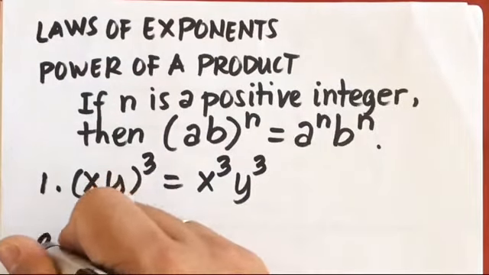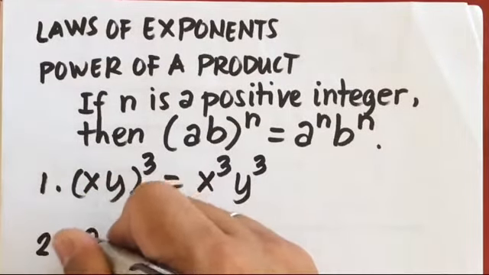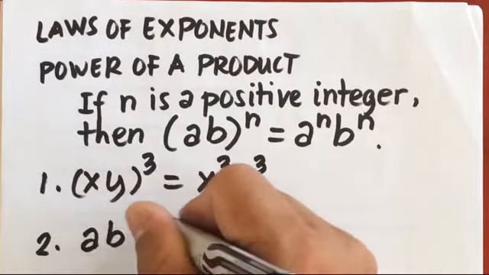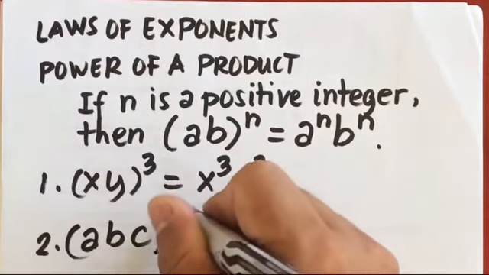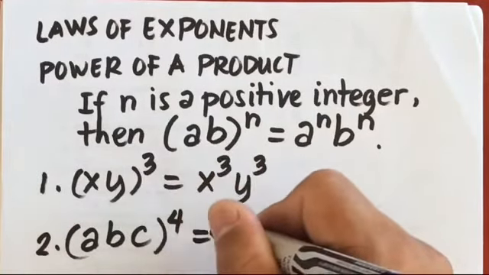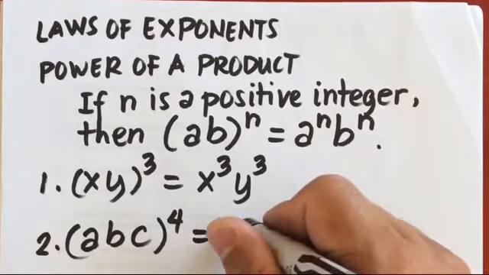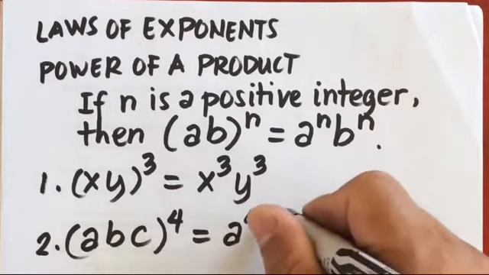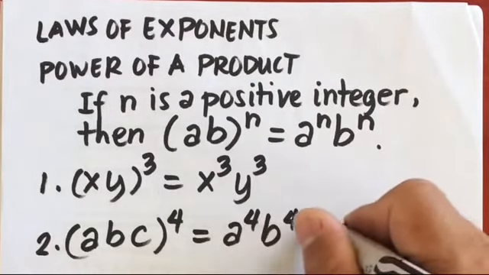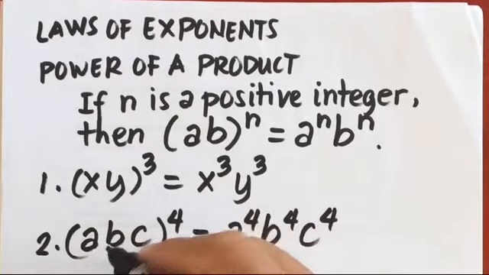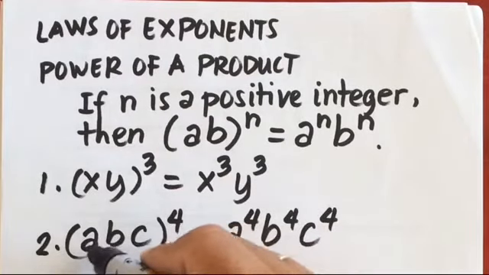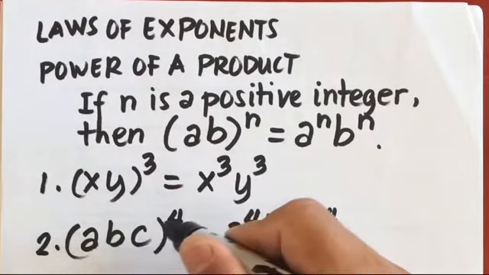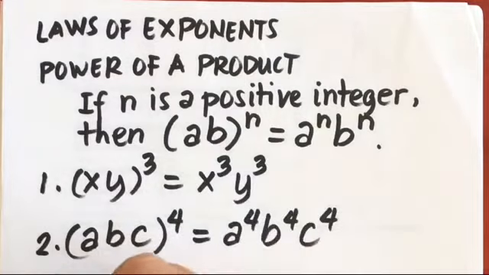Number 2. Let's have a b c raised to the power of 4, and this will be equivalent to a to the power of 4, b to the power of 4, c to the power of 4. So in here we are raising each of the factors a, b, and c to the power of 4.